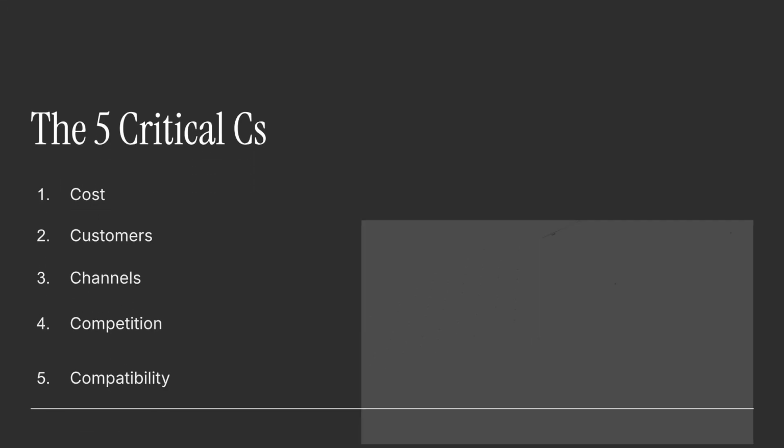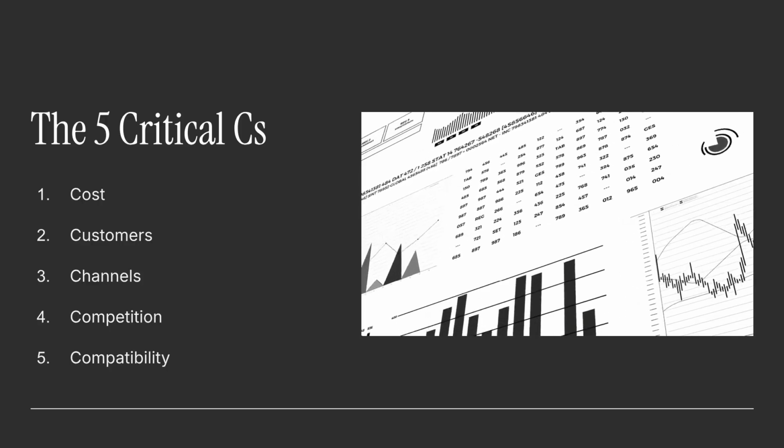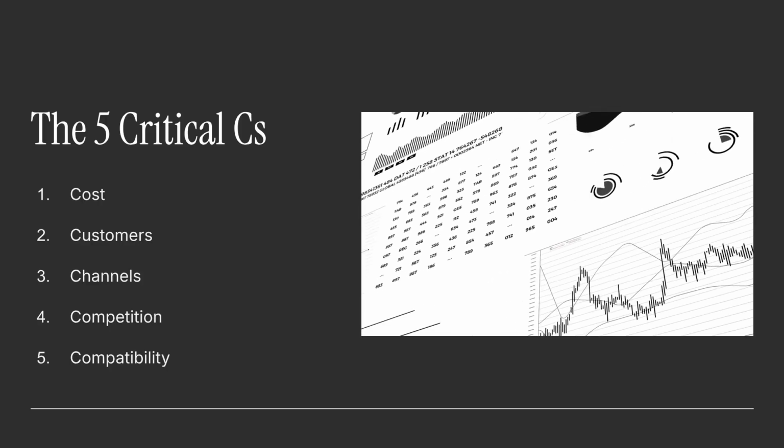Remember the 5 C's: cost, customers, channels of distribution, competition, and compatibility. Master these and master your pricing strategy.